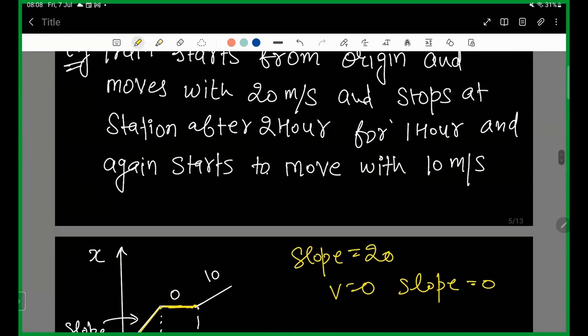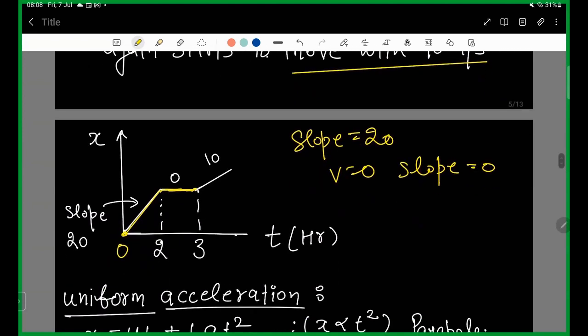Then let's read the next point. It stops at a station after 2 hours for 1 hour. So it remains stopped for 1 hour. After 2 hours it reached the station, it stopped, and for 1 hour it remains stopped there. And then it starts moving with a uniform speed of 10 meters per second. So you can clearly see that for 1 hour it remains stopped there, and then it starts moving with a velocity of 10 meters per second.